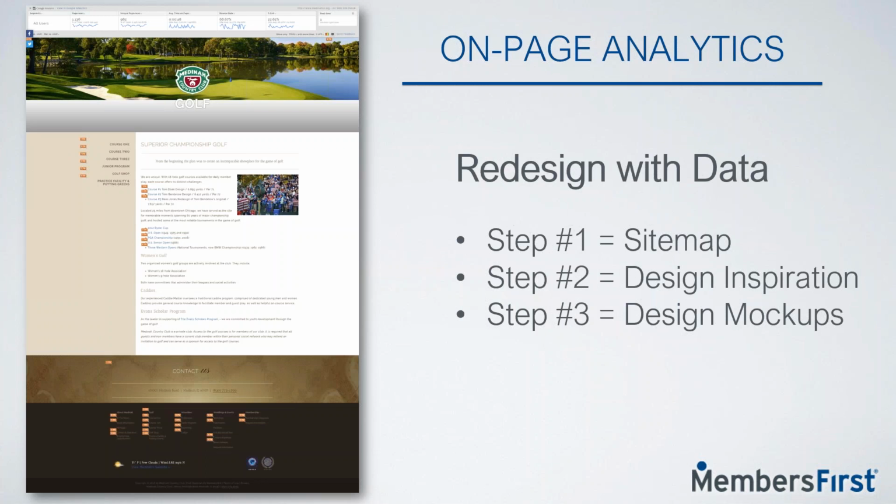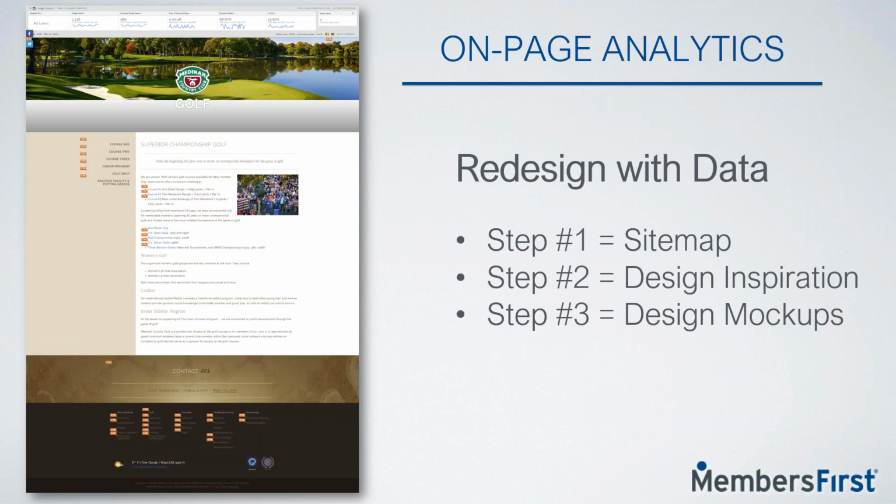Now, the one way that on-page analytics helps us with redesigning websites is that the first step that we look at is the data, and how does that affect the sitemap? Because we want to make sure that the sitemap is clear and intuitive for your non-members, your guests of members, and then also your members themselves. So we want to look at the sitemap and use data to analyze where people are going in order to make it easier for them to find it.